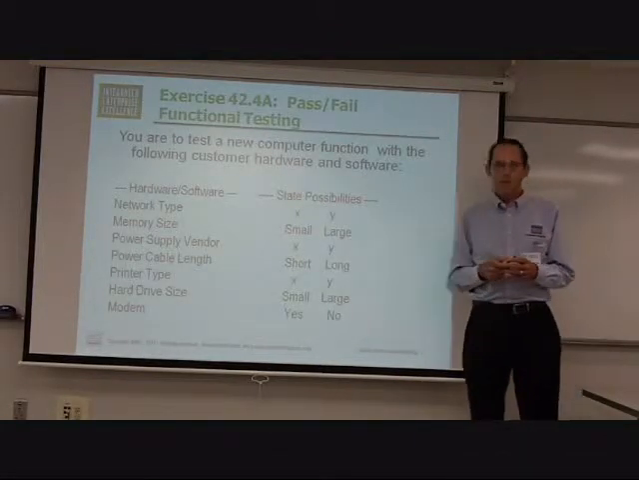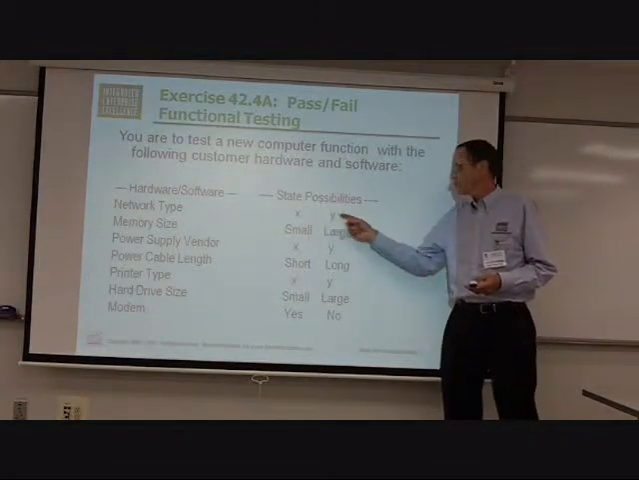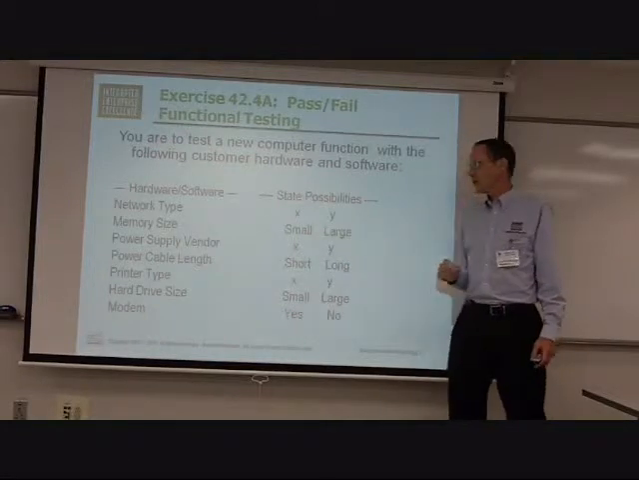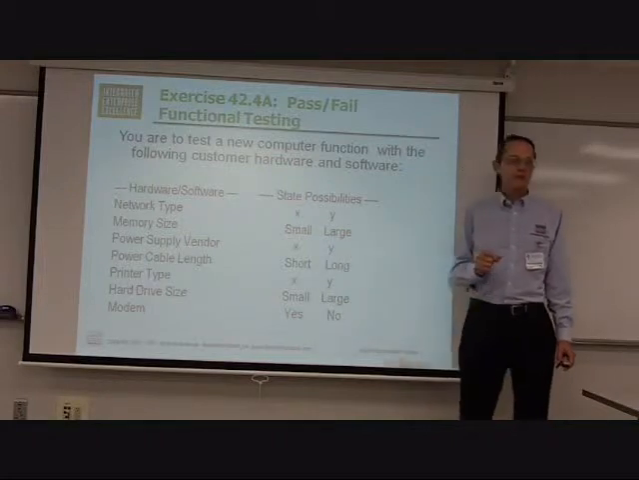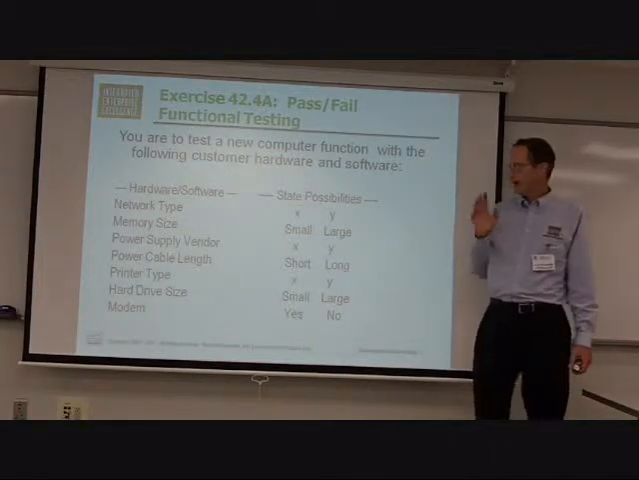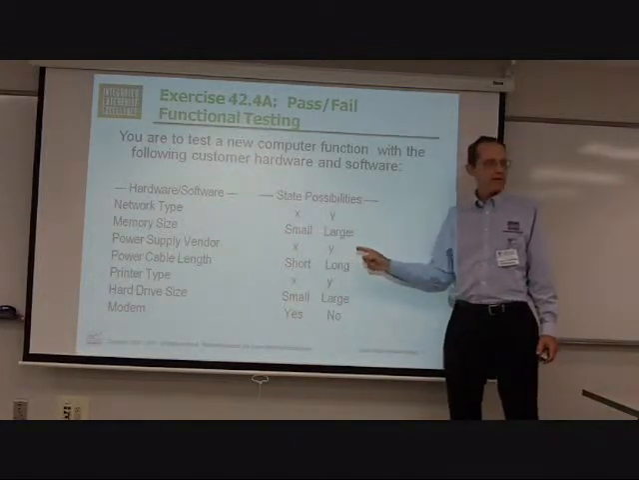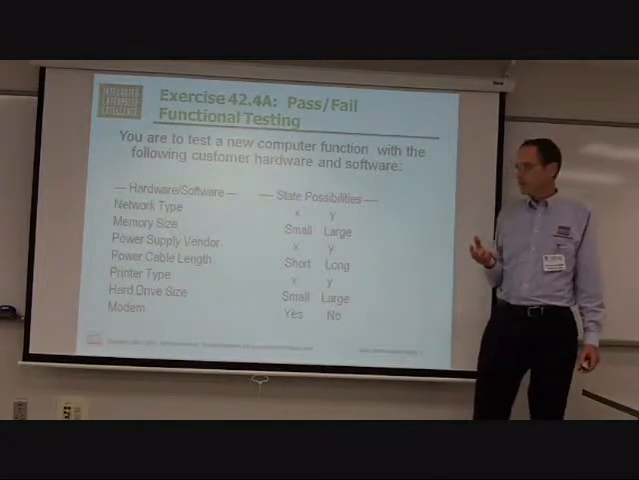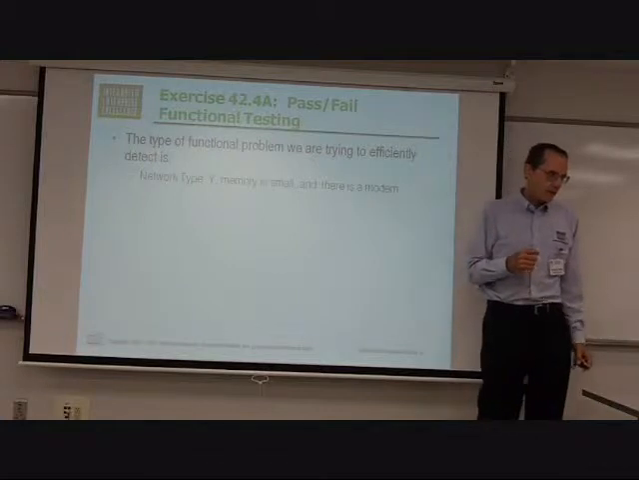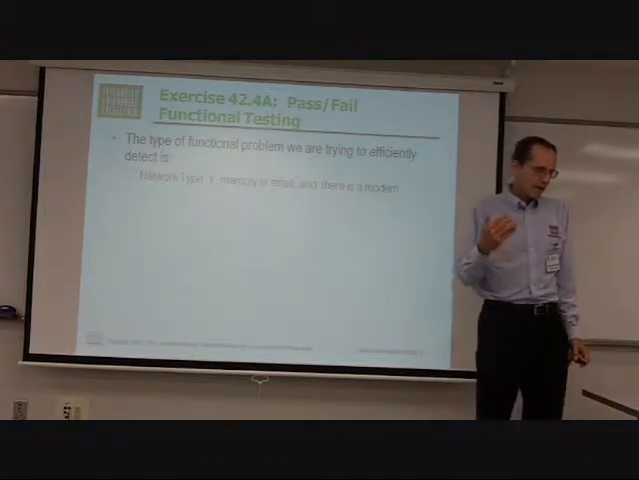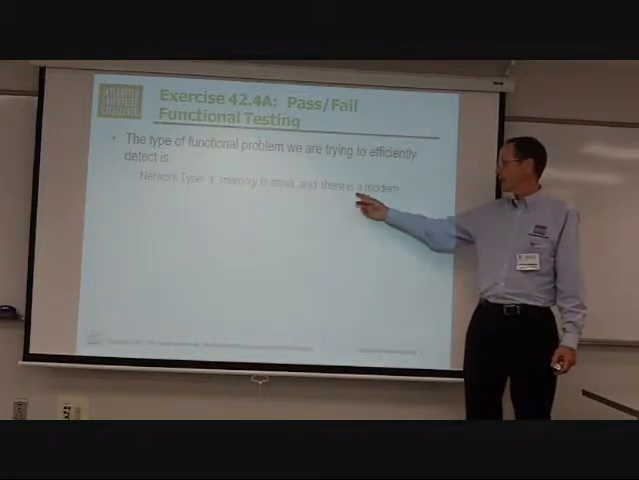So let's look at a situation where we have a network, and it could have type X versus Y. It could have small versus large memory, and so on. Okay? So we're looking at just the extremes for right now. Now the idea is we want to make sure our product works in all these different combinations that you might have. So, for example here, we're trying to efficiently detect that we've got network type Y, small memory, and there's a modem.